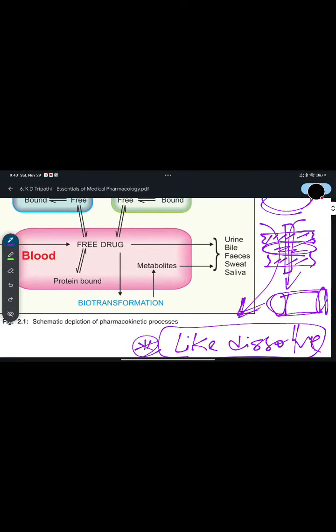So since the lipid bilayer is non-polar in nature, all the drugs will also be non-polar, so that their absorption will be more, so that their membrane permeability will be more.